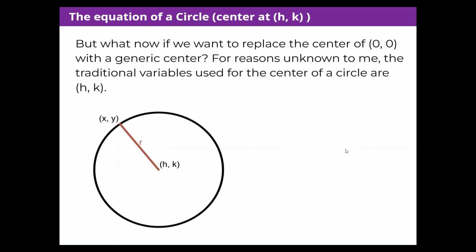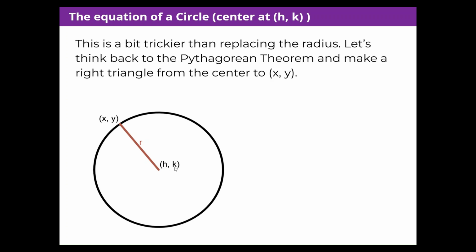A little trickier, though, is what if I want to move the center from 0, 0 to some other point? Now, for reasons I don't know, traditionally the variables that are used to represent the center of the circle are h and k. So I'm going to stick with that because you'll probably see that again in the future, although I would prefer to just use a and b. So let's use the Pythagorean theorem again, going from the center to (x, y), and we know the radius is r.